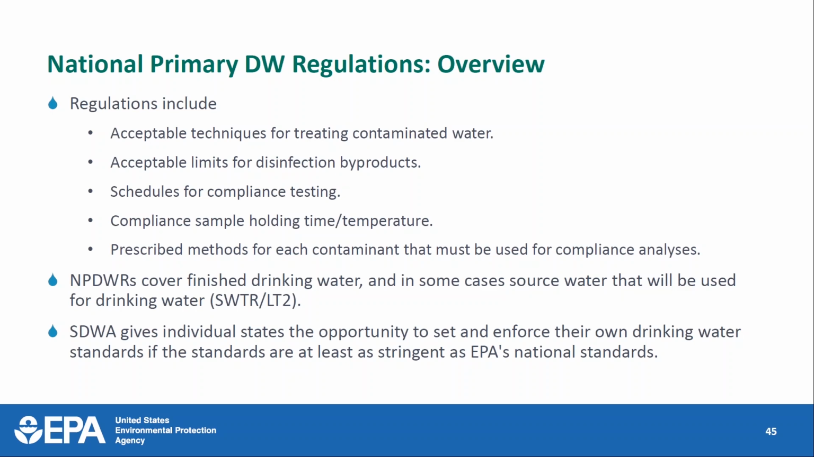They cover finished drinking water, but what confuses some people is that in some cases they cover source water that will become drinking water. So that water is not drinking water yet, but it makes sense that you sometimes regulate that because you want to make sure what kind of treatment you may need or how contaminated your source water is so that it can become the best drinking water possible. Because if you have problems in your finished water, that's harder to deal with than problems in your source water, in some cases, not all cases. And finally, as I mentioned before, SDWA gives the individual states the opportunity to set and enforce their own standards if they're at least as stringent as EPA's national standards. They cannot be less stringent, but they can certainly be more. Next slide, please.